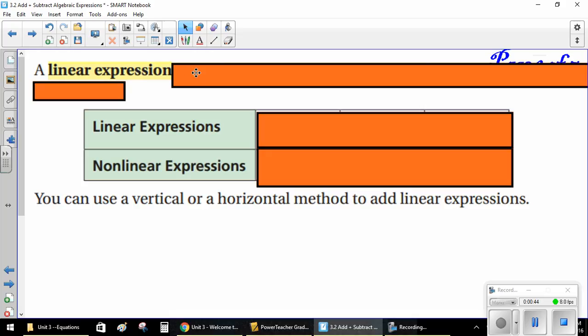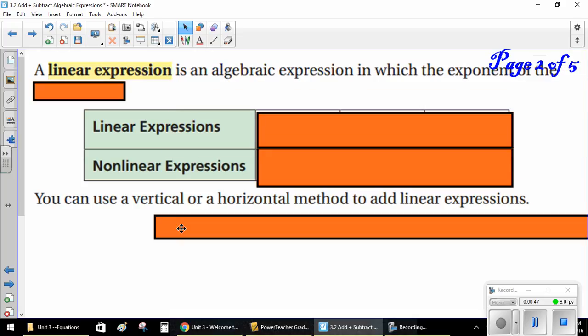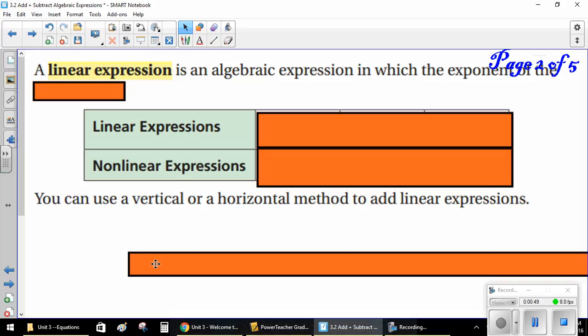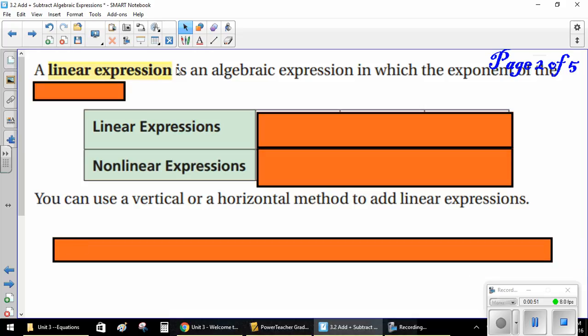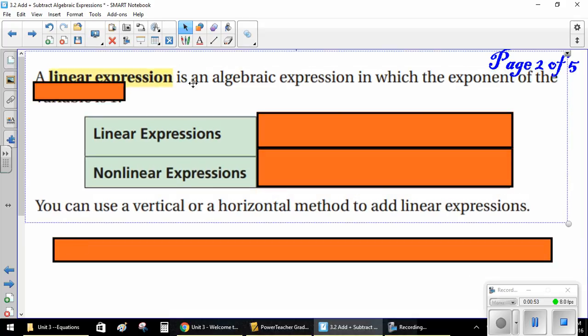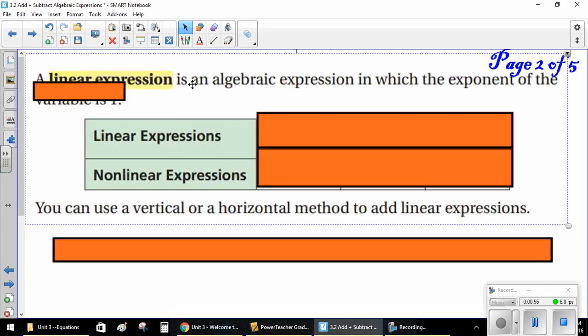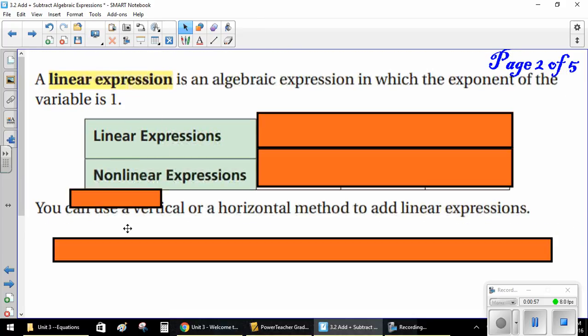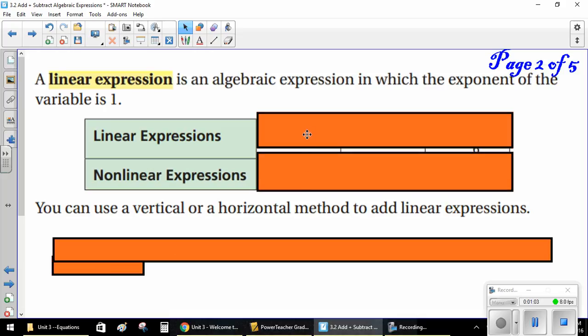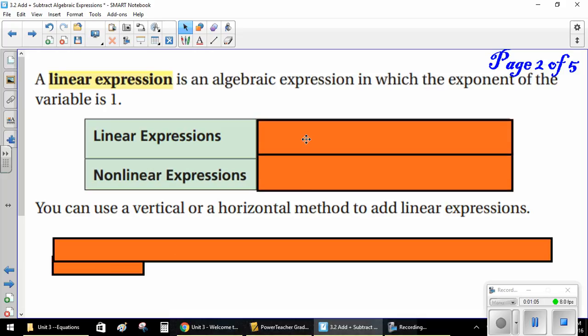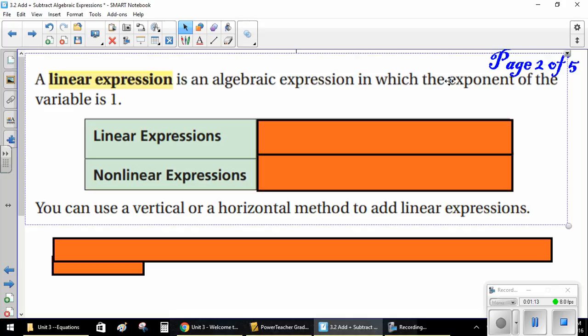A linear expression is an algebraic expression in which the exponent of the variable is 1. I know that sounds a little wordy to you right now, but I will show you some examples in just a second. So a linear expression is an algebraic expression in which the exponent of the variable is 1.